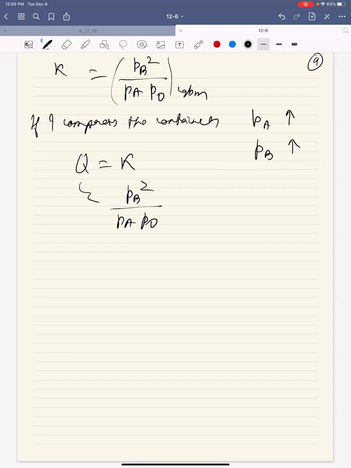What will be the effect on Q? Is Q going to double or triple or something else? If I doubled PB and doubled PA, does Q remain the same or does it decrease or increase? It should increase. P naught does not change. It doubles in this case, right? Because it is PB square by PA. So even though PB and PA went up by the same amount, Q goes up as the square.